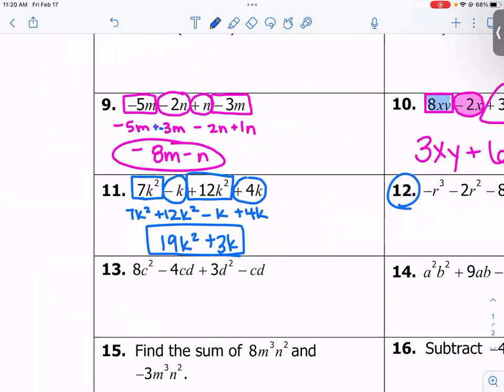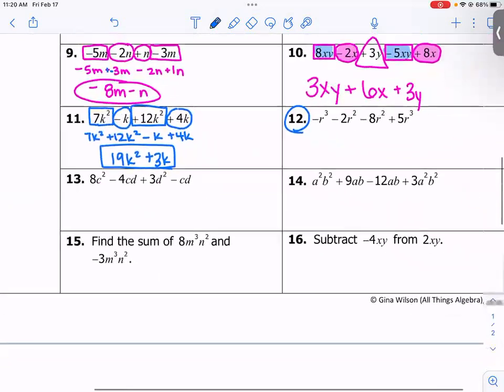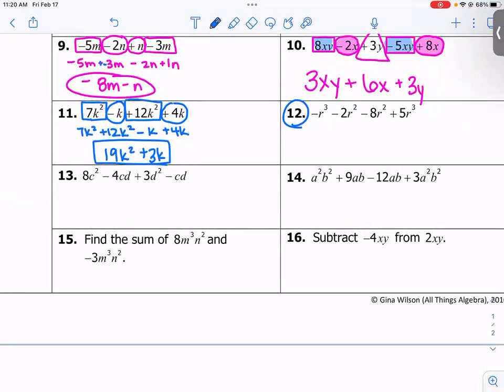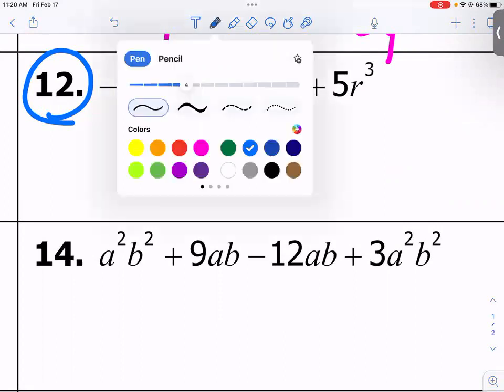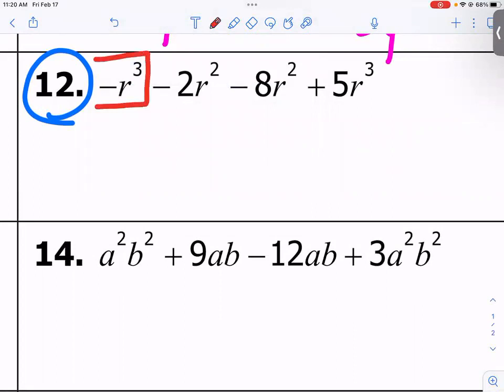Okay, I want you to do number 12. Check your answer with a neighbor.